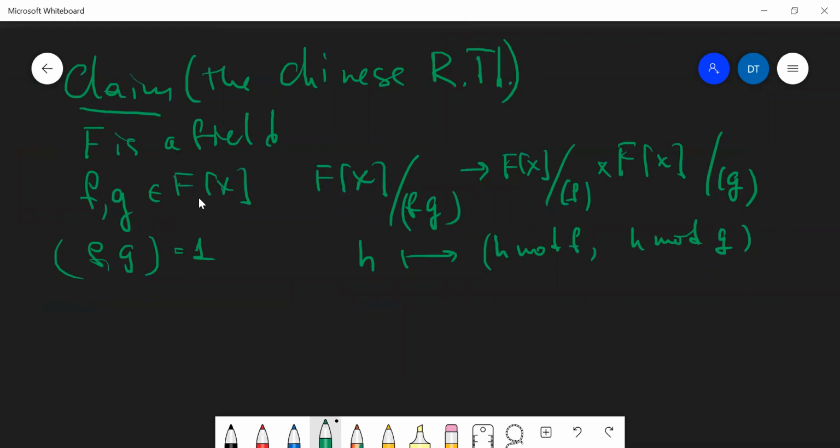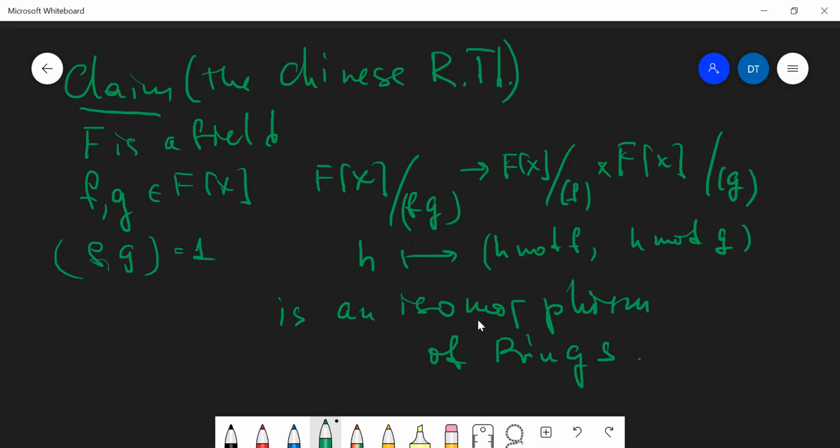So it's still not a claim, but the beginning of the claim is this. If you're given a field and you're given two polynomials, F and G, two co-prime polynomials from this ring, then the map from this ring of remainders to the product of these rings, given by these formulas, you just take a remainder here, and you take its remainder with respect to F, and the second coordinate is a remainder with respect to G. Then this map, as you may guess, is an isomorphism of rings. So this is the claim.